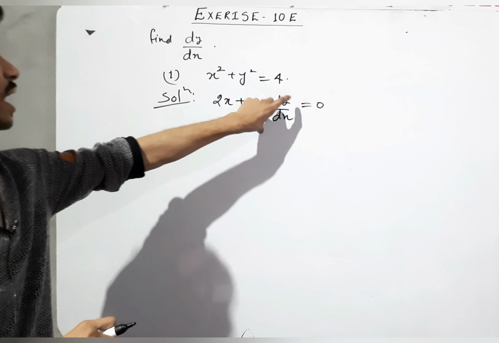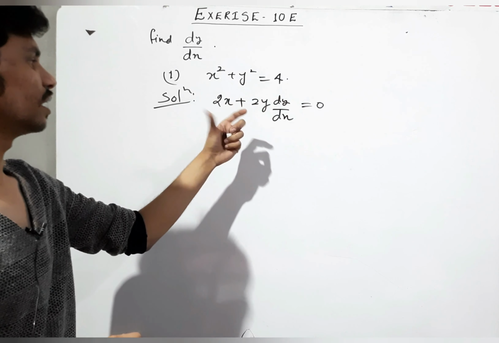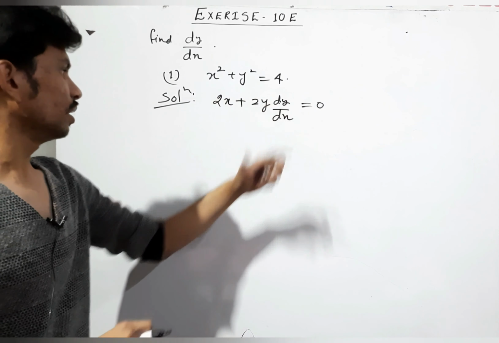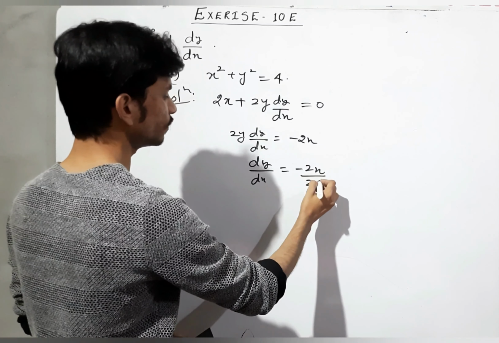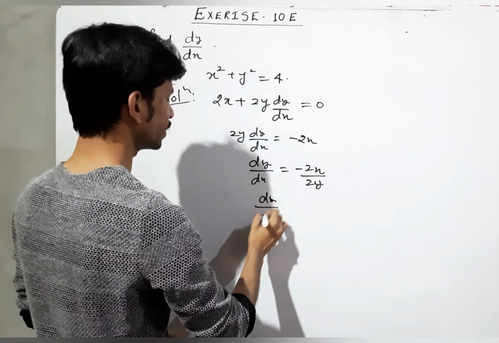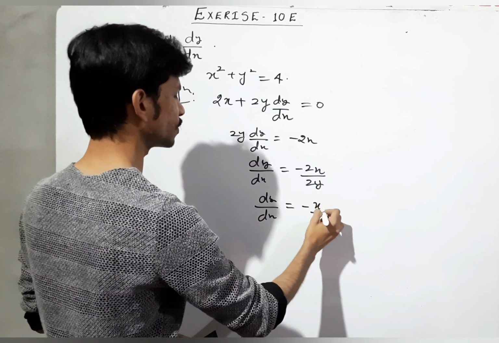Now in order to calculate the value of this, just move these terms to the right side. So the equation will become 2y dy over dx equals minus 2x, or dy over dx equals minus 2x over 2y, and dy over dx is just equal to minus x over y.